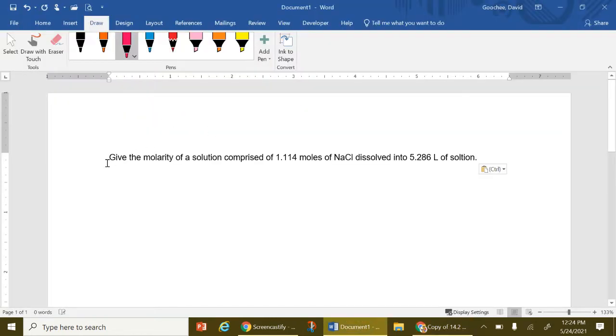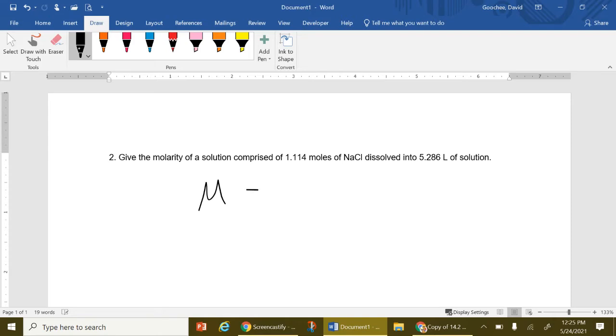Okay, here we go. Give the molarity of a solution comprised of 1.114 moles of sodium chloride dissolved in 5.286 liters of solution. All right, so here we go, guys. The equation is the molarity, or concentration, equals the number of moles divided by the volume. There are 1.114 moles in this solution, and the solution is comprised of 5.286 liters.